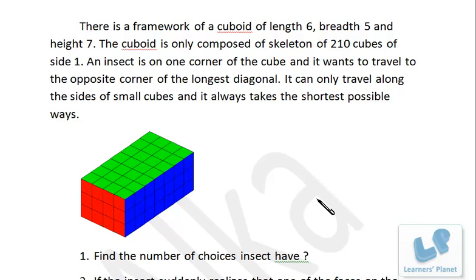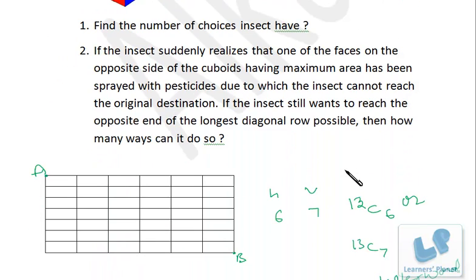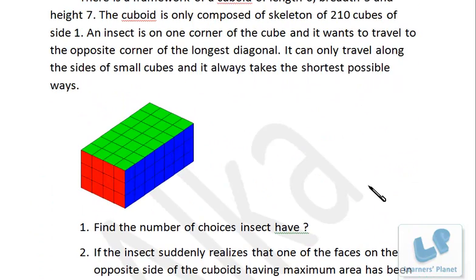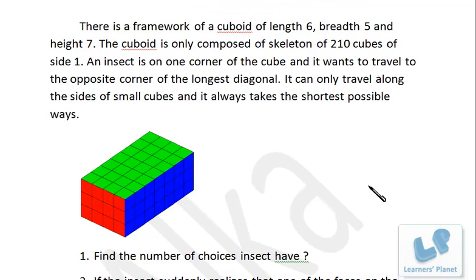Now you might have understood the method for a 2D figure. The same funda we have to apply for a 3D figure. Here I have given you a picture of a 3D figure, a cuboid. The dimensions of this cuboid and the given cuboid are different, but the concept will remain the same. Now the insect has to start from this point and reach this point. What are the number of steps it has to take?